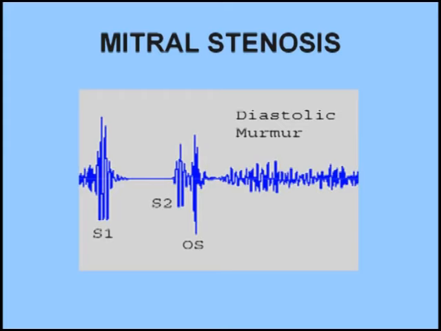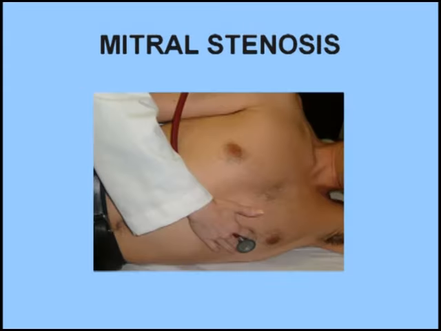The murmur of mitral stenosis is a low-pitched, rumbling, diastolic murmur as shown here in the phonocardiogram. This murmur is heard at the cardiac apex with the patient in the left lateral position using the bell of the stethoscope.